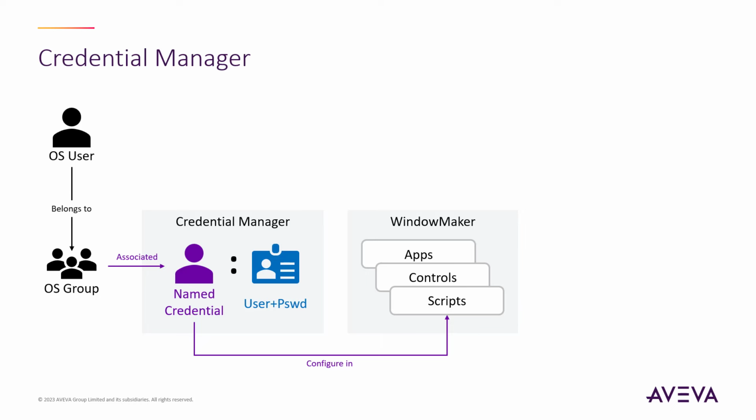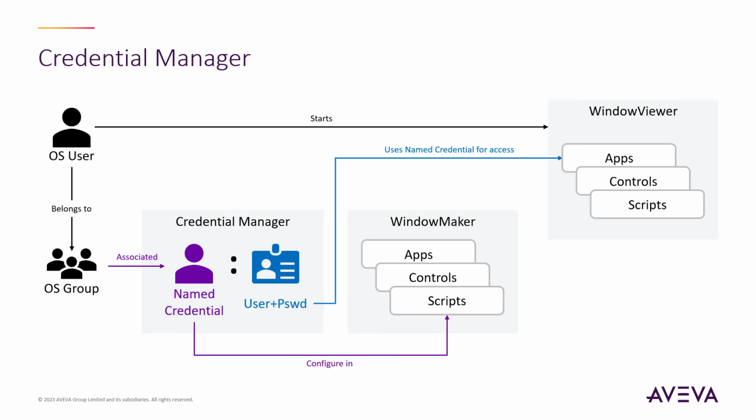In WindowMaker, you use the named credentials when configuring access to the different InTouch HMI components, such as apps, controls, and scripts. At runtime, WindowViewer is run under the OS user logged into Windows. Then each component of the application will use its configured named credentials as long as the OS user belongs to a group that is associated with that named credential.